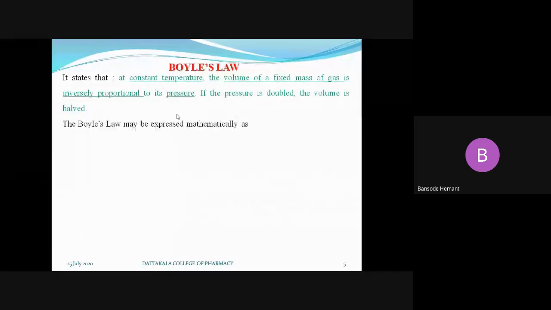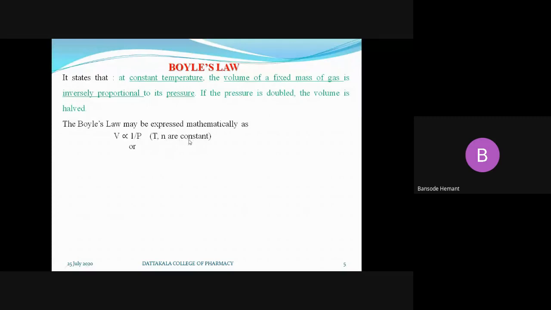We can express this mathematically. Volume is inversely proportional to the pressure. Let us consider the volume of the gas as V and the pressure as P. So V is inversely proportional to P at constant temperature, and N, the number of moles, is also constant, because the mass of gas is fixed. According to Boyle's law, volume is inversely proportional to the pressure at constant temperature and fixed number of moles.